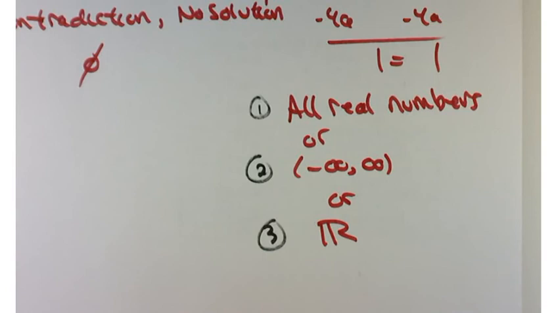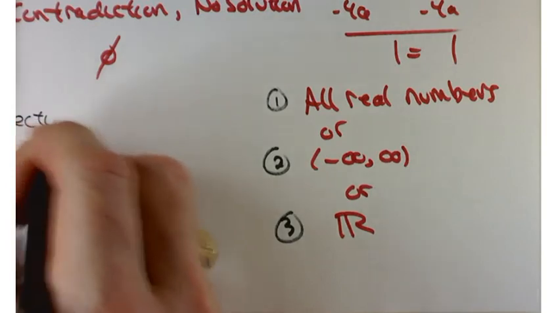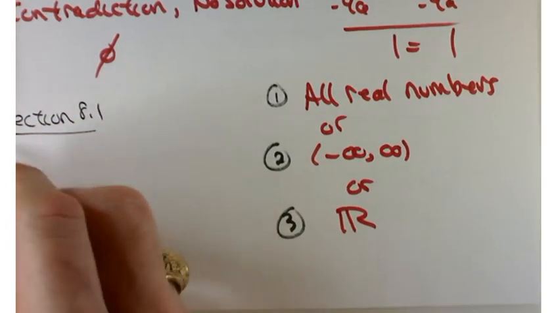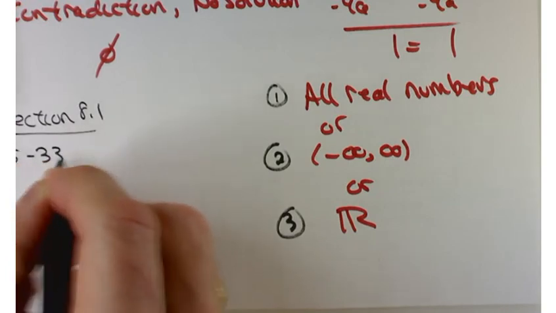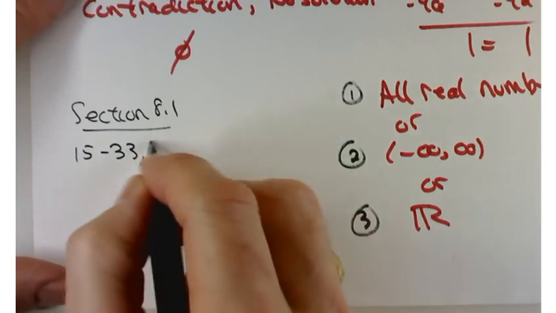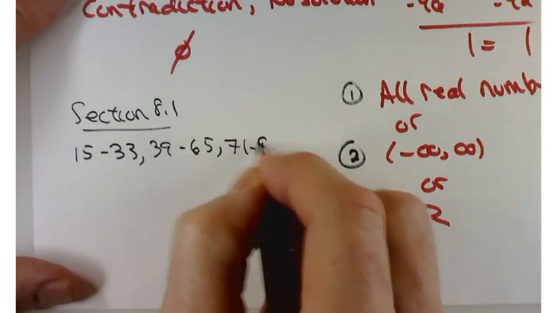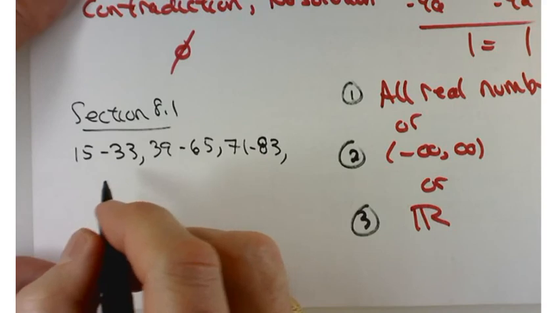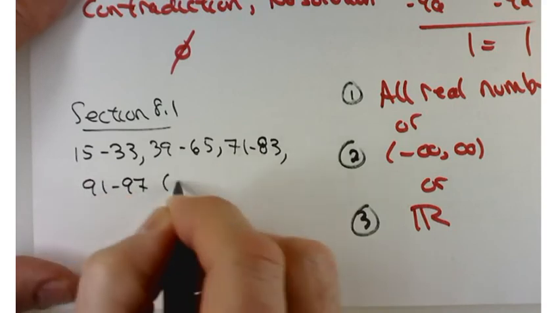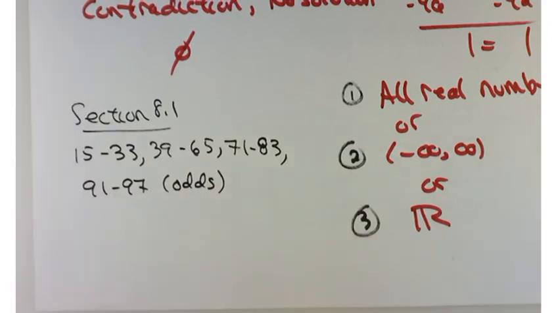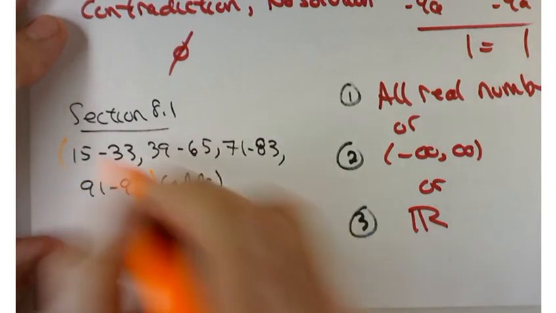Well, congratulations and well done on sucking it up through a very long section. Let me give you some homework. This is section 8.1. So the homework is just the odd problems, 15 through 33, 39 through 65, 71 through 83, and 91 through 97. And again, that's just the odds. No, all of them. I mean, the whole set of this. So the odds applies to everything here.